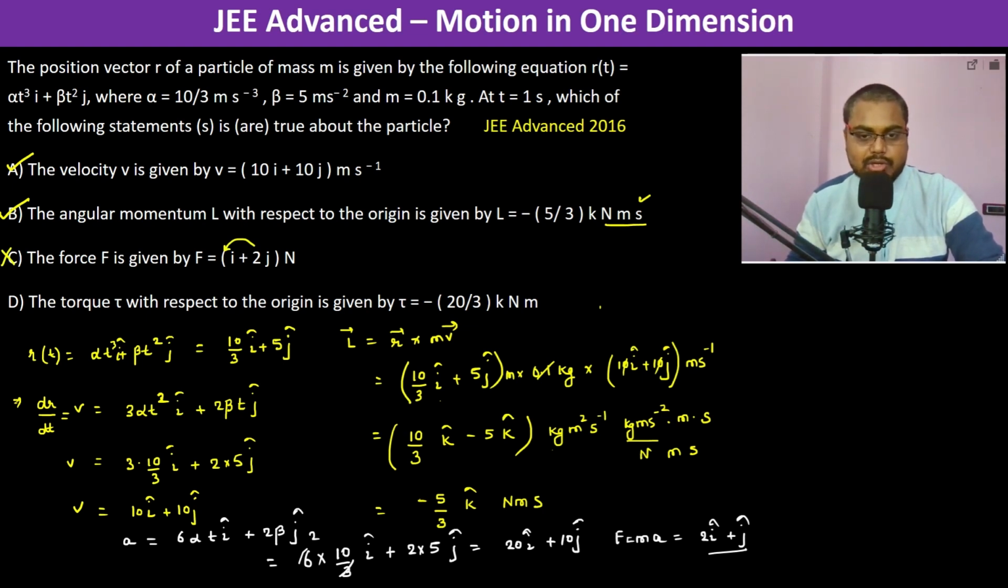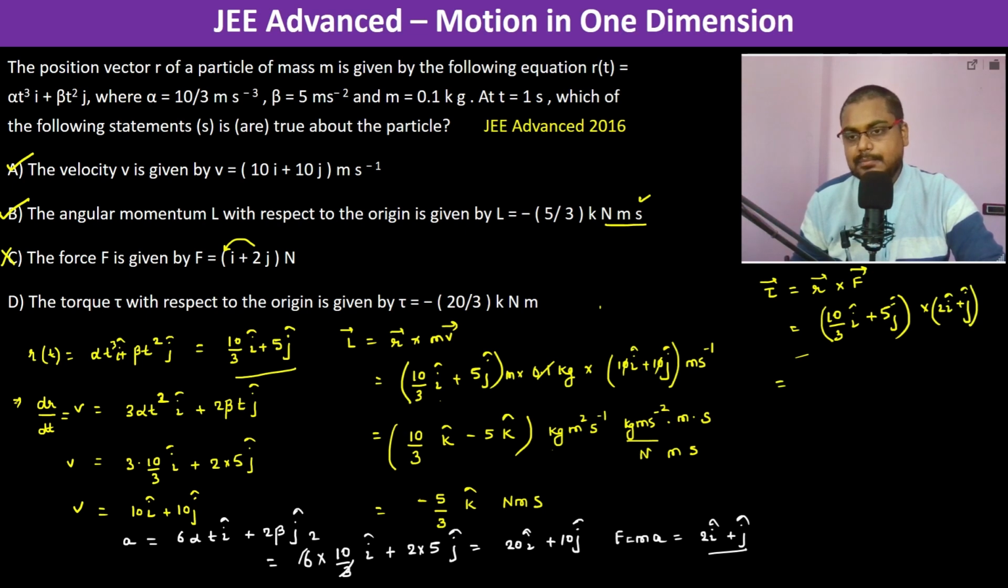The D part, torque. Torque is given by r cross F. So now we have r. r is 10 by 3 i cap plus 5 j cap, and F is 2 i cap plus j cap.